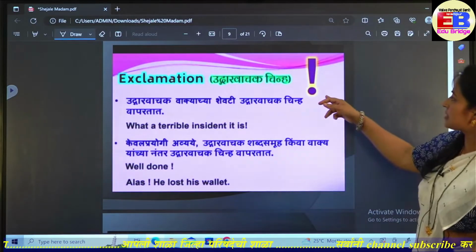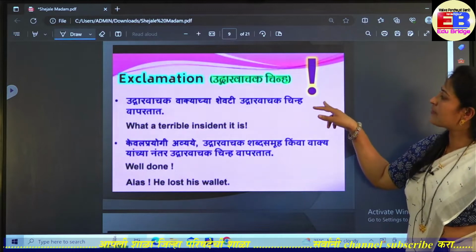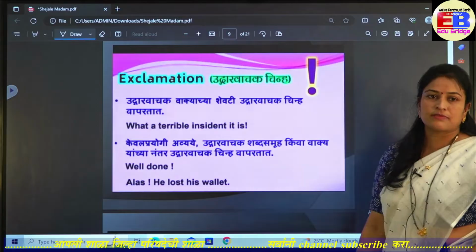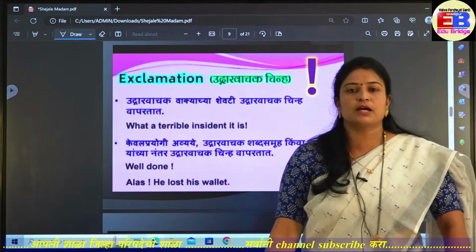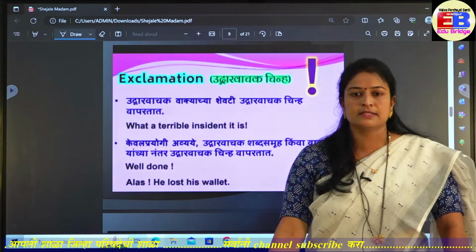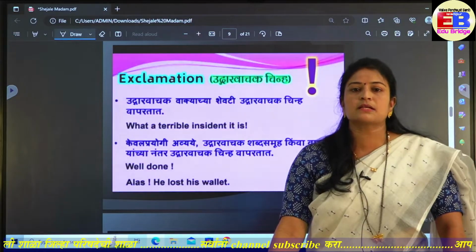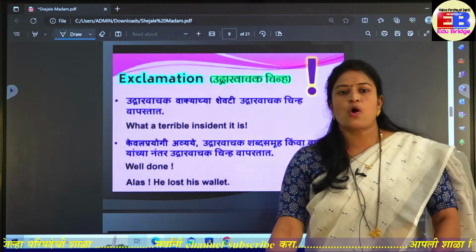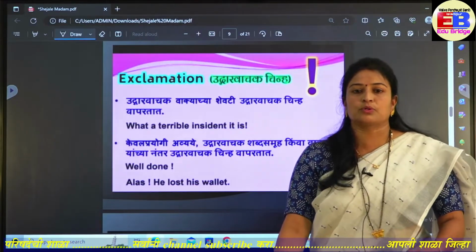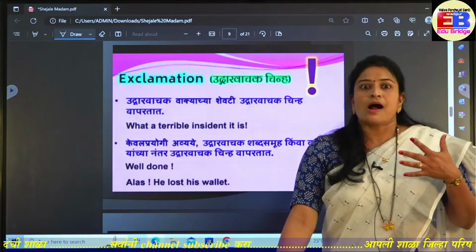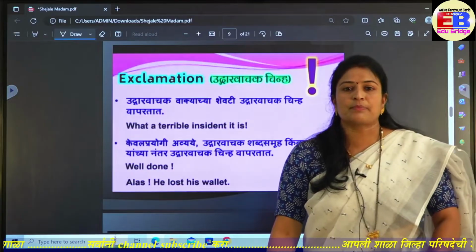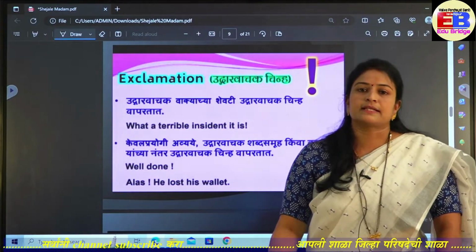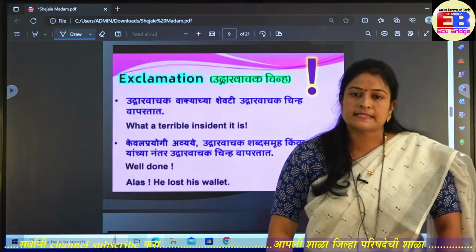उद्गारवाचक चिन्ह, see this symbol. उद्गारवाचक वाक्याच्या शेवटी उद्गार चिन्ह वापरतात. उद्गारवाचक means what? The definition of exclamation mark is whenever we express our strong emotions, sudden strong emotions. अचानक आपण बोलतो, you scared me. This type of, whenever we express from our mouth, that is called an exclamation sentence.